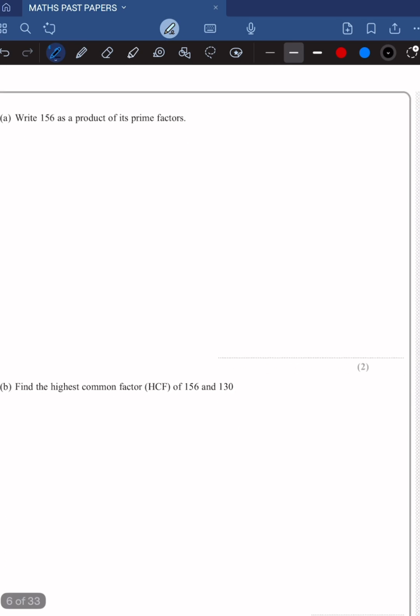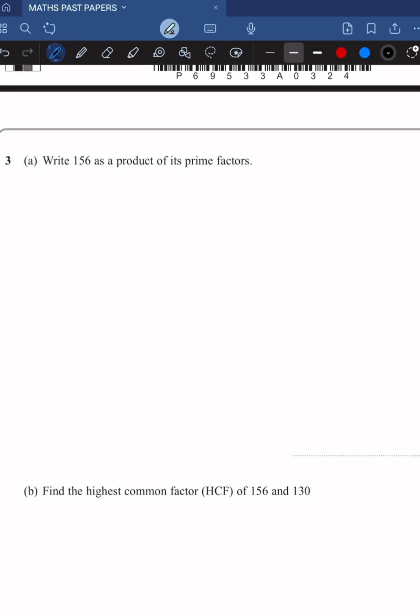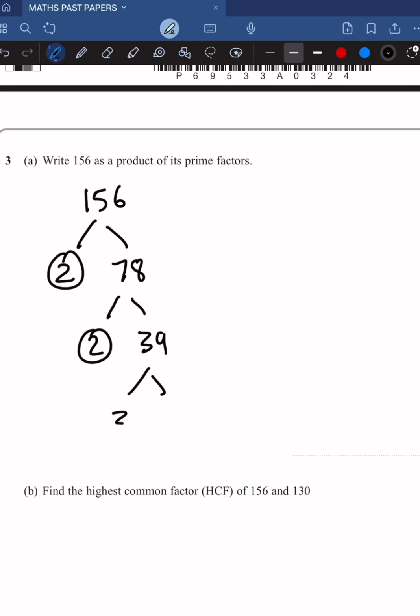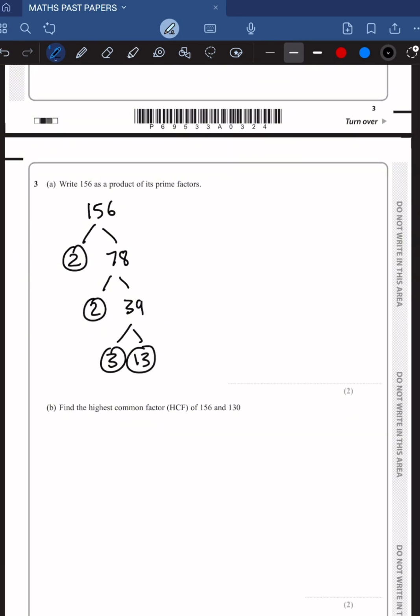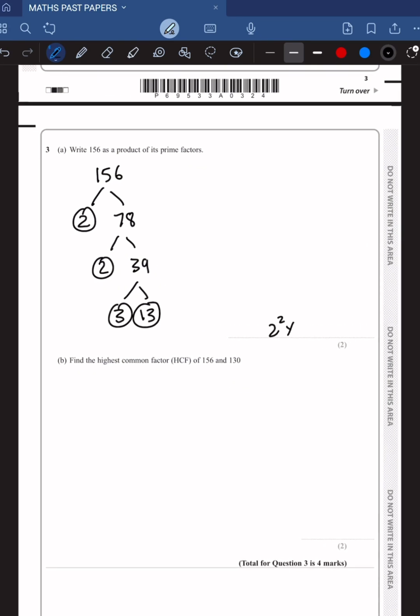Next question, 156 as a product of its prime factors. So let's do 2 and 78, 2 and 39, 3, 13. That equals 2 squared times 3 times 13.